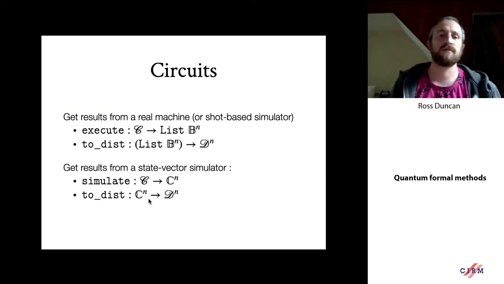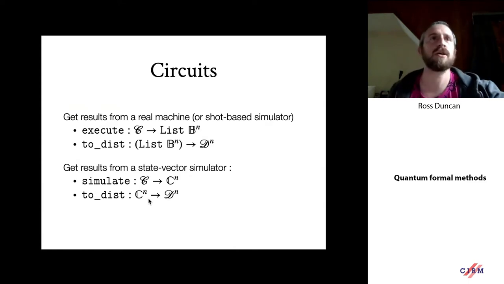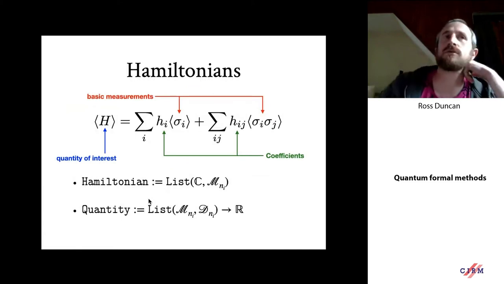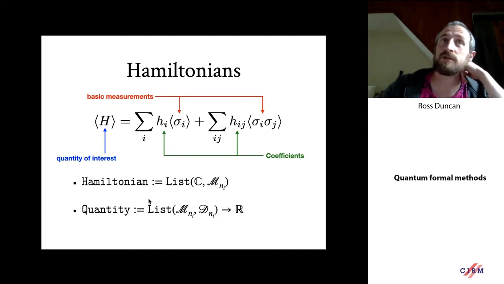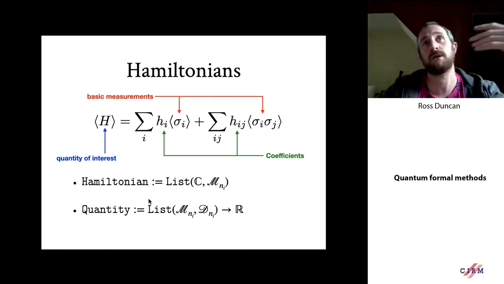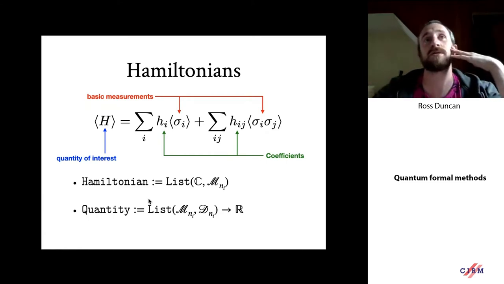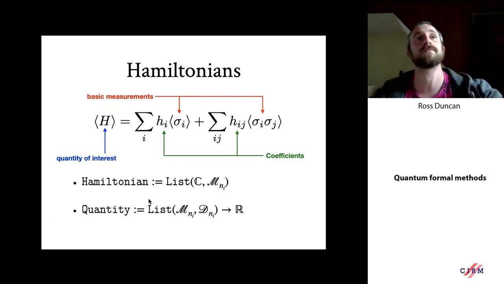Okay, so I've got my basic components going on here. Let's go back to the Hamiltonian. So H, the estimate of H, is my quantity of interest. And you can see by looking at the expression that this Hamiltonian is basically defined by a list of pairs. Each pair consists of a measurement operation, one of those Paulis, either a single Pauli or a pair of Paulis, and in principle it could be any number of Paulis. And each one of them has a coefficient associated with it. If I have that information, I have enough to reconstruct the Hamiltonian.